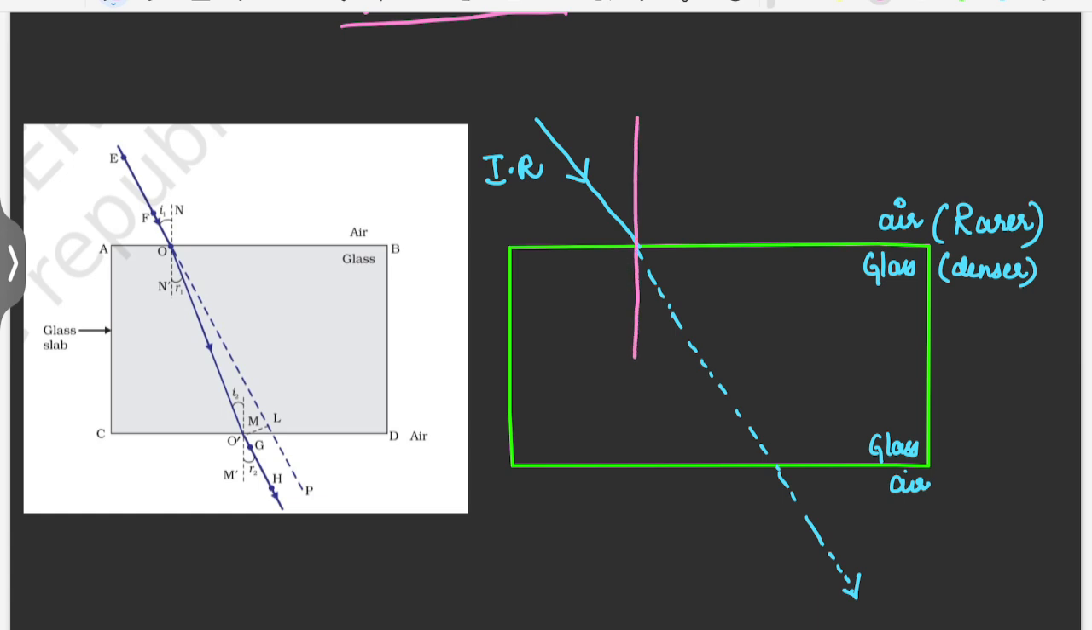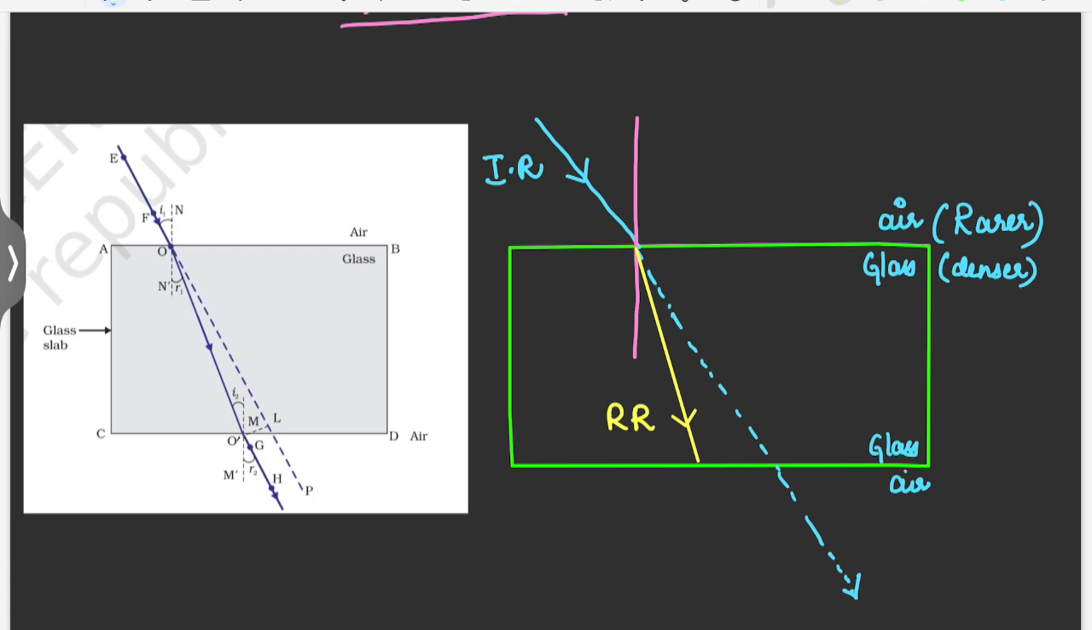Students, you know that since here we have taken two different media, air and glass, instead of passing straight like this, the ray is going to bend. The ray of light is going to bend like this. This is called the refracted ray. I'll write it as RR. What is RR? RR is called the refracted ray.